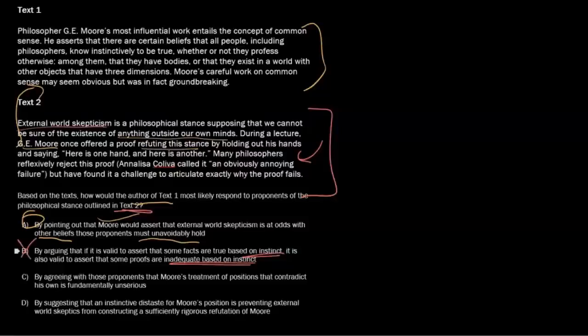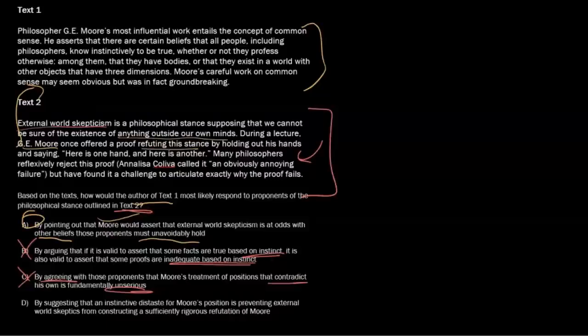Now, choice C, by agreeing, he's not going to agree. We can just take this out right here, but with agreeing that proponents that contradict his own is fundamentally unserious, okay, that's not how somebody's going to argue. They're not going to say, oh, you're silly, right? So this is not the right answer.